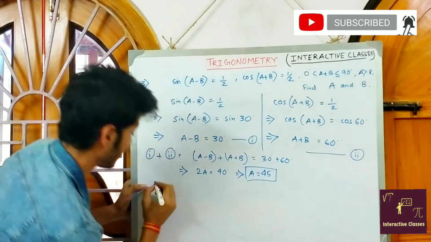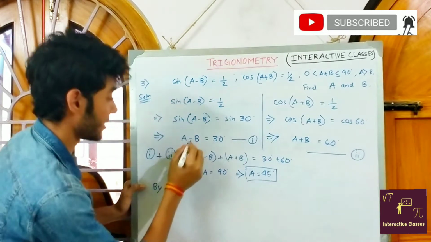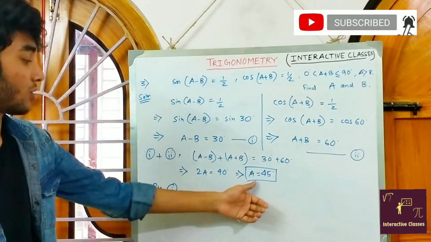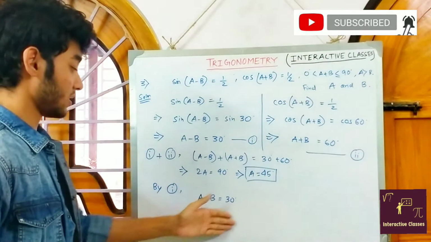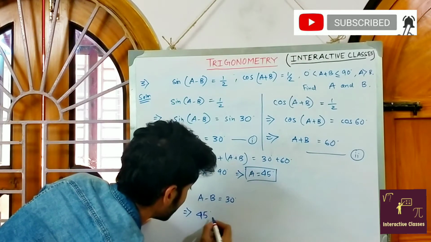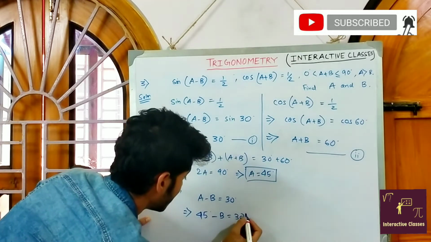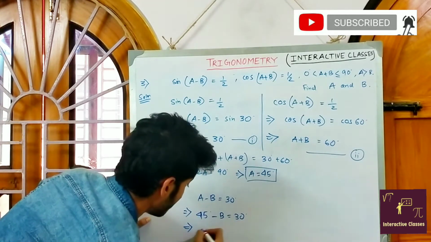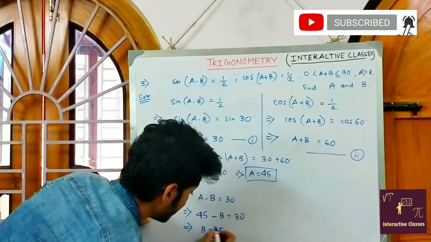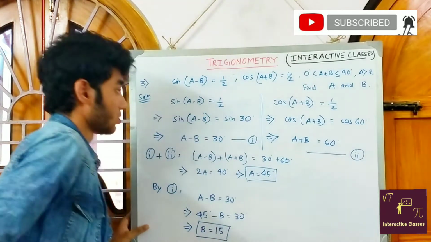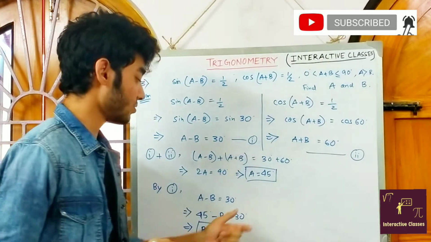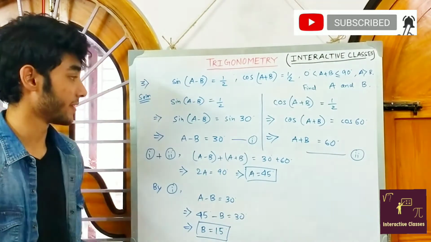Now by 1 we can write a minus b equals to 30 degree, and by putting the value of 45 in this equation, we can find out the value of b. So here a is 45 degree minus b equals to 30 degree. So b goes over here and 30 comes over here, that is b is 15. So the value of a and b is 45 and 15 degree respectively.